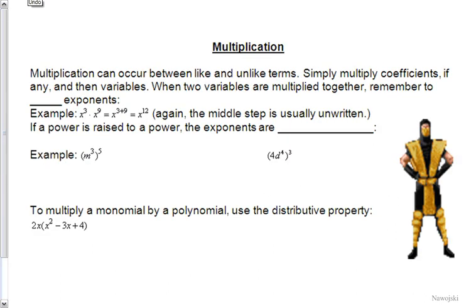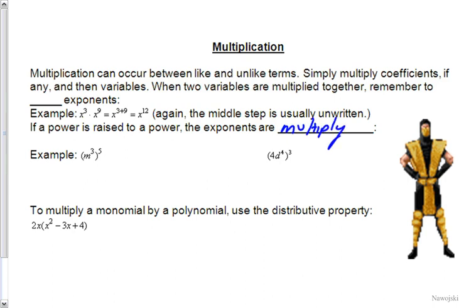Multiplication occurs between like terms again, but it can also occur between unlike terms. Okay. Multiplication doesn't need them to have the same base. Simply multiply the coefficients, one of the biggest things, and then when you take the powers, add them. Okay, don't multiply them. That's what people like to do. Okay, so if a power is raised to a power, though, that's when you're going to multiply.